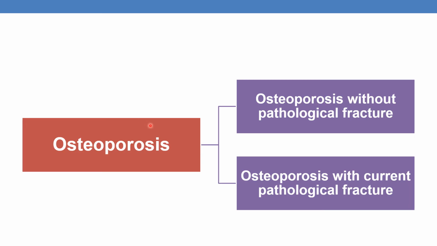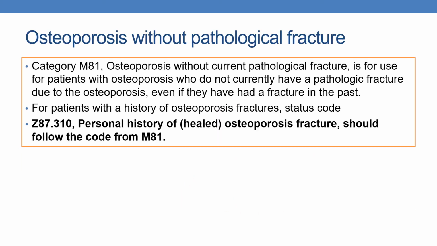Now coming to the guidelines of osteoporosis. There are two guidelines: osteoporosis without pathological fracture and osteoporosis with current pathological fracture. Coming to osteoporosis without pathological fracture.